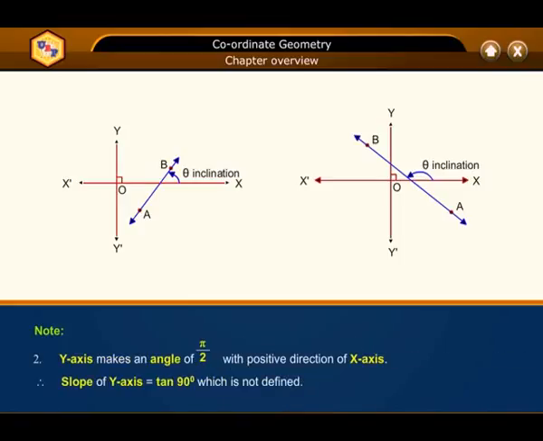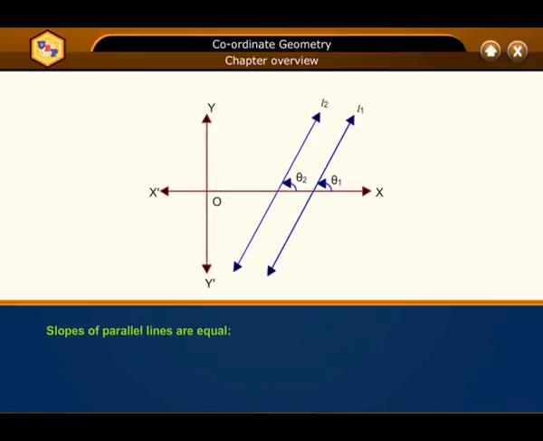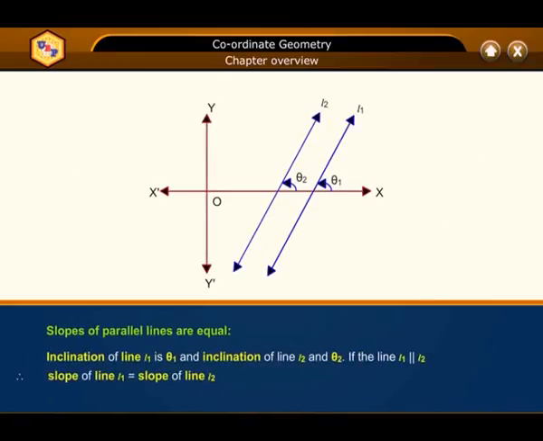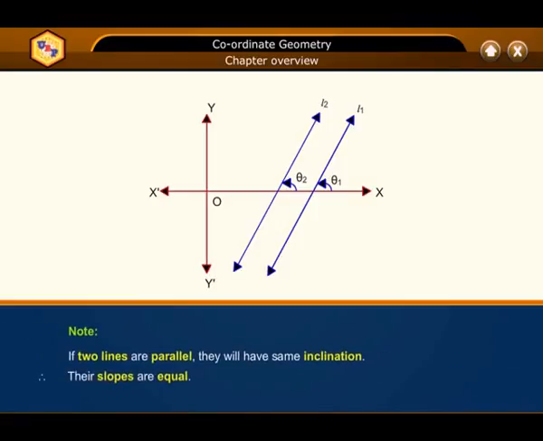Y-axis makes an angle of pi by 2 with the positive direction of x-axis, so the slope of y-axis is tan 90 degrees, which is not defined. Slope of parallel lines are equal. Inclination of line L1 is theta 1 and inclination of line L2 is theta 2. If the line L1 is parallel to L2, slope of line L1 is equal to slope of line L2. Note, if two lines are parallel, they will have the same inclination.